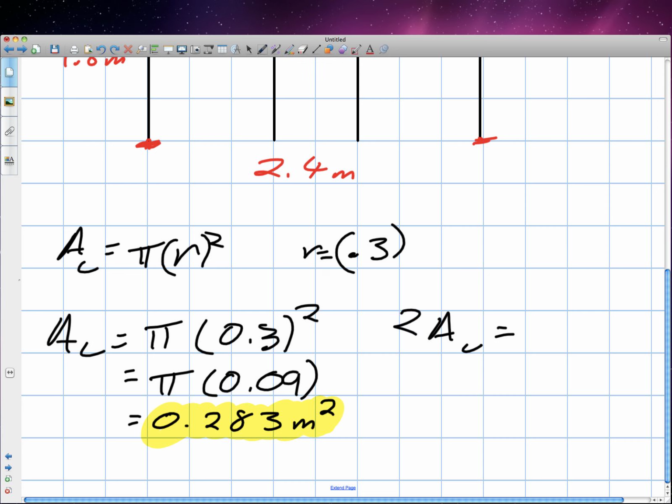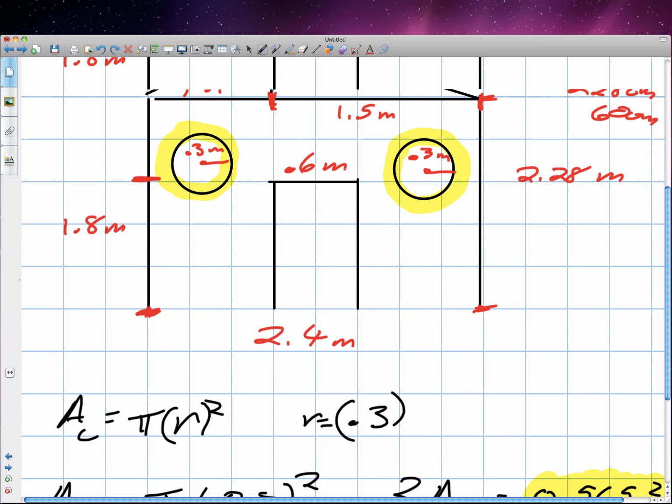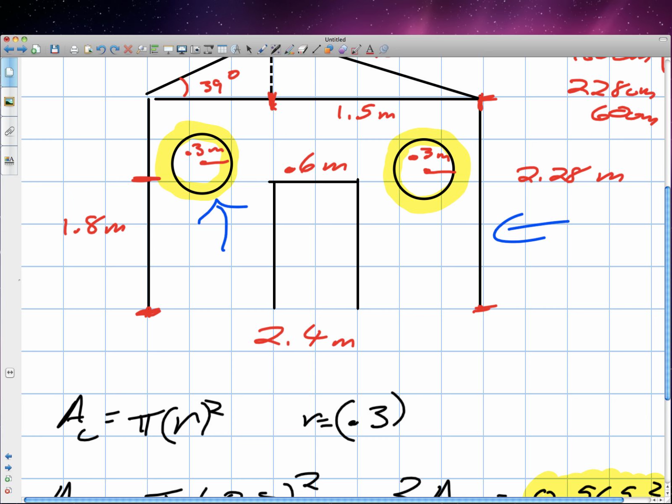Now, when I'm finding out the area of the shed, am I adding this to the area or subtracting it? I'll be subtracting it because I'm going to find the total area of this 4-sided shape, and then I'm going to get rid of the windows. It also says do not include the door in the question. So that means I also have to get rid of the area of this door here. Okay? Now, do I have the measurements for this door?